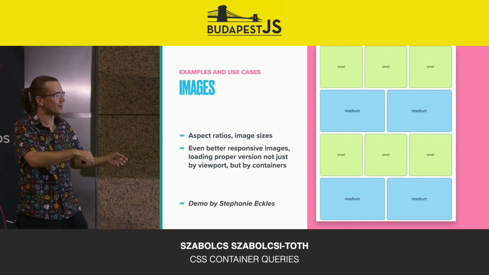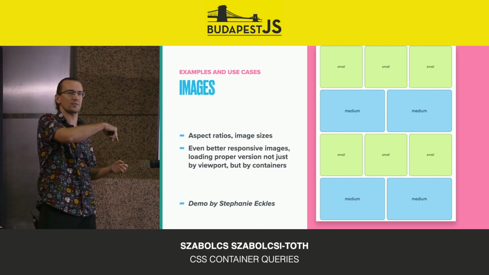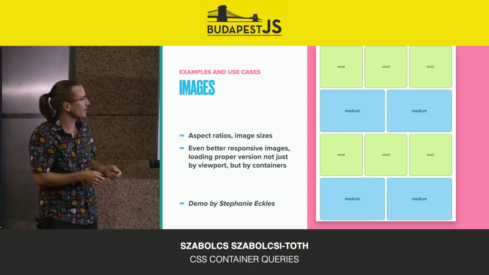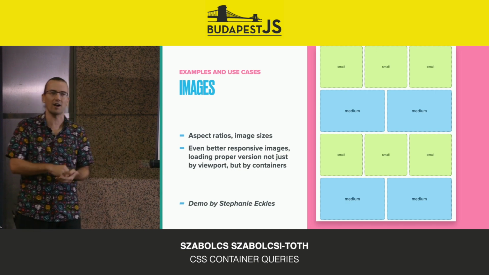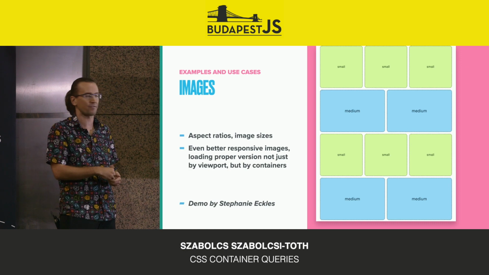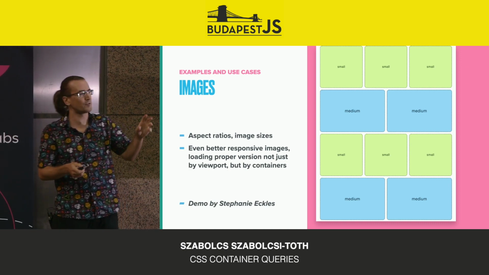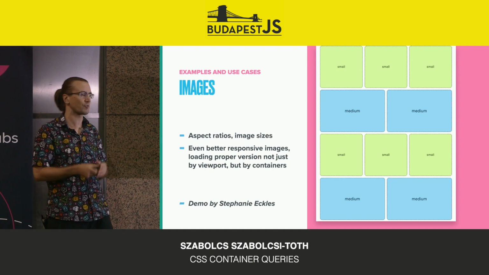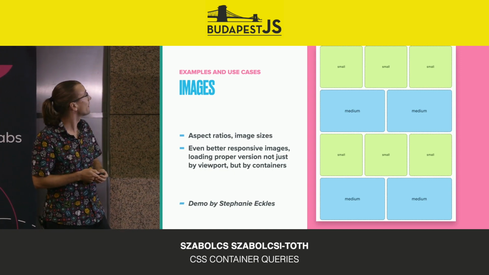What I could do is load different URLs from different sources of those images when I loaded the page before, and cut down on the downloaded image sizes, cut down on the bandwidth that I used, because my containers told the images that you don't have to use that big one image, you can load a smaller image. So this is really exciting.